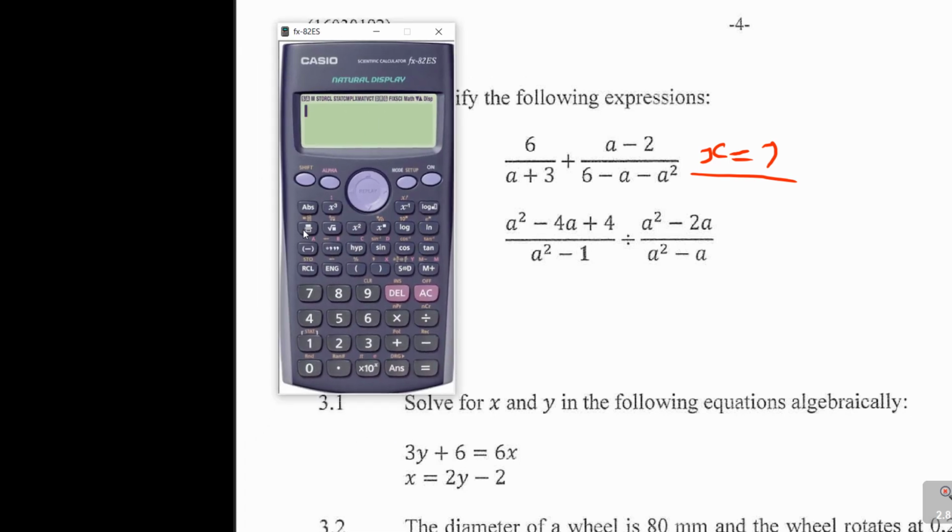So let x be 7. So here you've got 6 over 7 plus 3, and then plus, and then also you have a minus 2, which is 7 minus 2 over 6 minus 7 squared. What do we get? We are getting 1 over 2. That was this side. I'm getting 1 over 2.